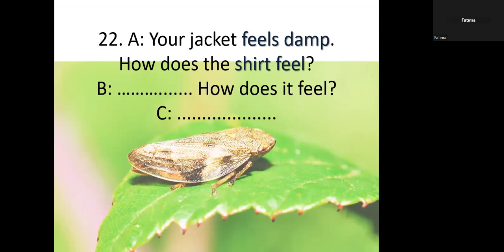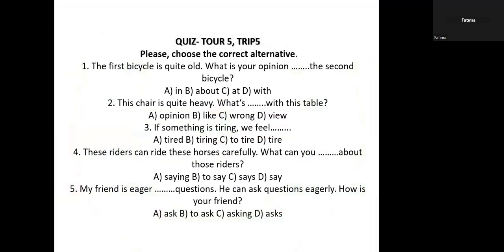I means I get that feeling from the shirt. The shirt feels dry. The shirt feels soft. How does it feel? It feels soft. It feels soft is enough, instead of saying it is soft. Of course, it is also a true response, but we should learn this as well.